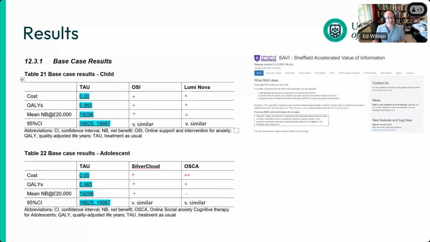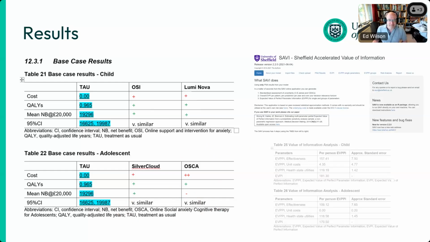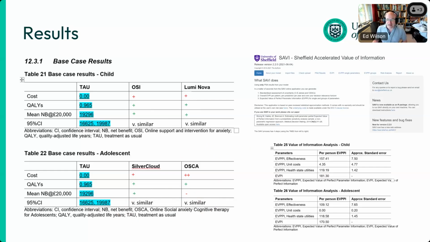So what I did was to plug the results into the Savvy webpage, and it chucked out the EVPI and EVPPI per child or per adolescent.